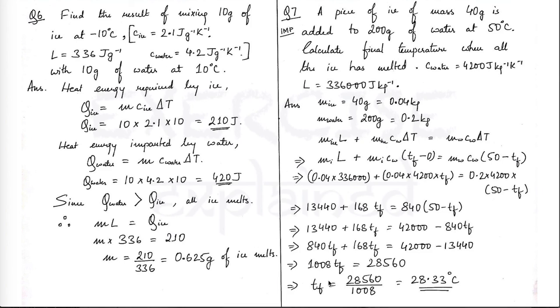So we get the final temperature as 28,560 divided by 1008. So that gives us 28.33 degrees Celsius. So the final temperature when all the ice has melted is 28.33 degrees Celsius.